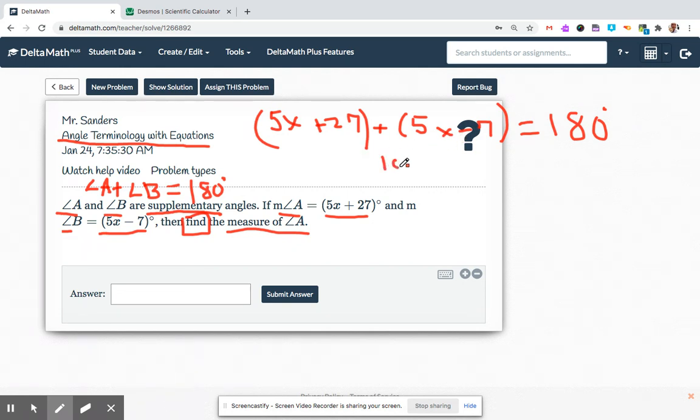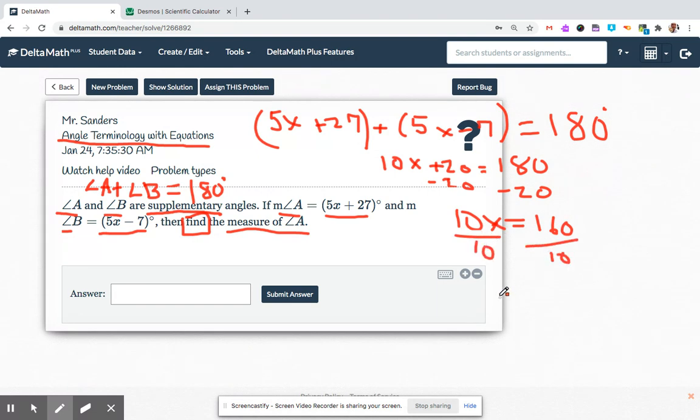So the x's combine first. 5 and 5 make 10x. Positive 27 and negative 7 make a positive 20. All of this is still equal to 180. Reverse operations, minus 20, minus 20. 10x is equal to 160. Divide by 10, divide by 10. X is equal to 16.